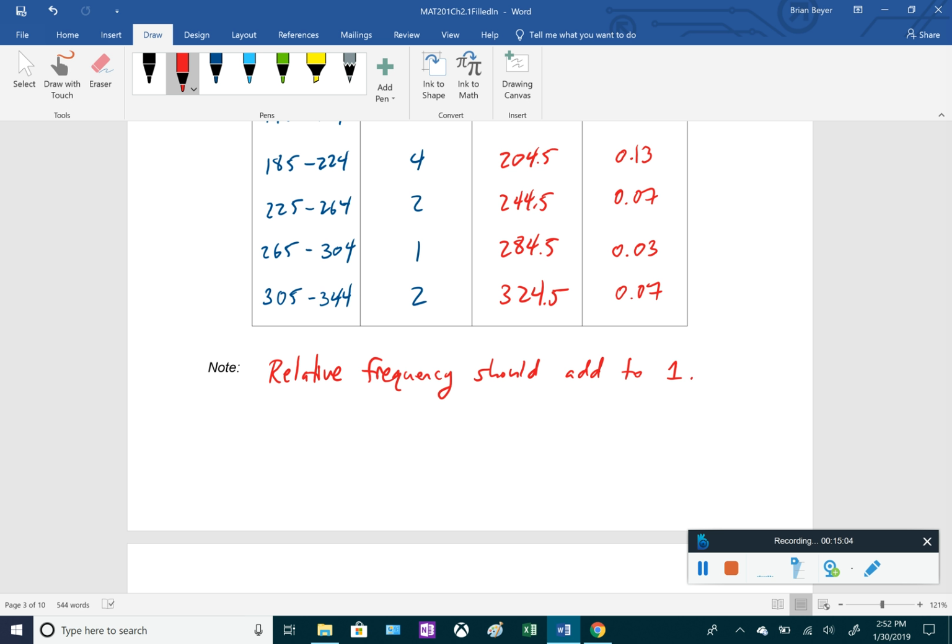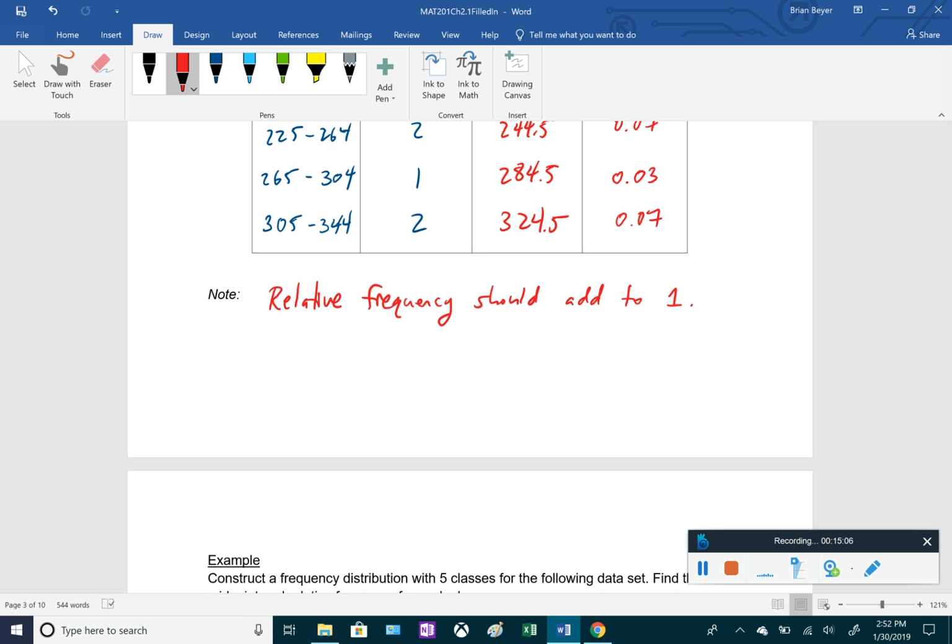What that means, I'm going to write this in math notation: the summation of the relative frequency, f over n, should equal 1. A value of 1 represents 100% of the data, which should make sense because that just means that we used all of the data.